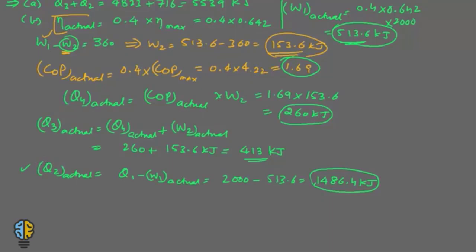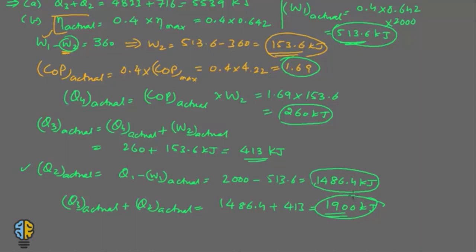Okay. And now let's find out the same thing, that is Q3 actual plus Q2 actual. So this becomes equal to 1486.4 plus 413, and this comes out to be around 1900 kilojoules. So this is the amount of heat that is being thrown out into the 40 degrees Celsius reservoir.